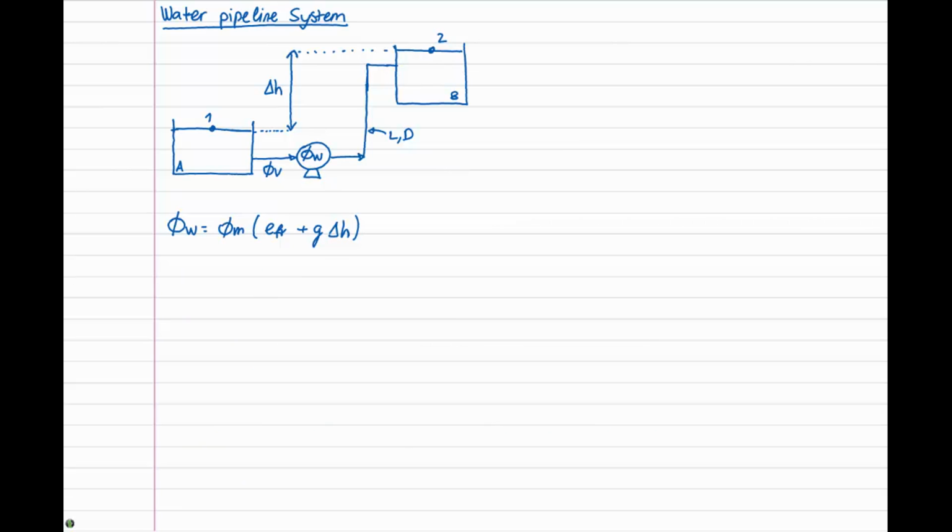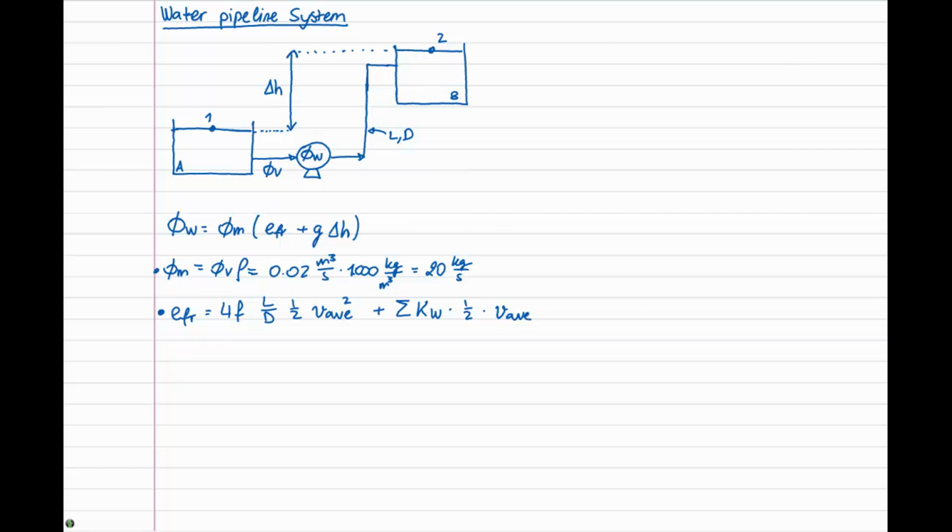Now we need to find values for these parameters, especially for the energy dissipation term. The mass flow rate can easily be found by multiplying the volumetric flow rate with the density of water. We find 20 kilograms per second. The expression for the energy dissipation term due to friction is 4F times the length of the tube divided by the diameter times half the square of the average velocity plus half the square of the velocity times the sum of all loss coefficients, so the ones of the dissipation at the entrance, at the exit, and at the bends of the pipe.